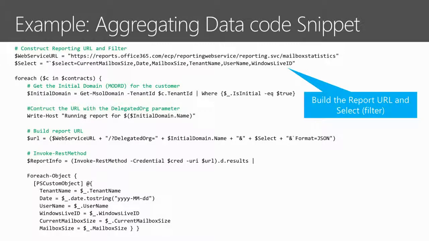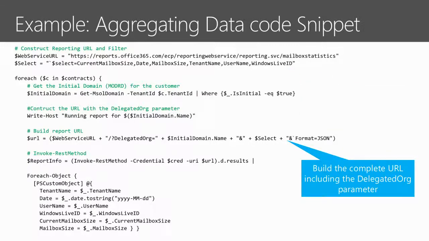The key pieces in here: at the very beginning, here's where I'm building the URL that I'll be connecting to for the report. Here you'll see I'm using the mailbox statistics report. The second line is where using a REST-based service gives you a little more flexibility. I can select the specific fields that I'm interested in. I might not want everything, I just want specific things, so I'm just going to pull down that information.